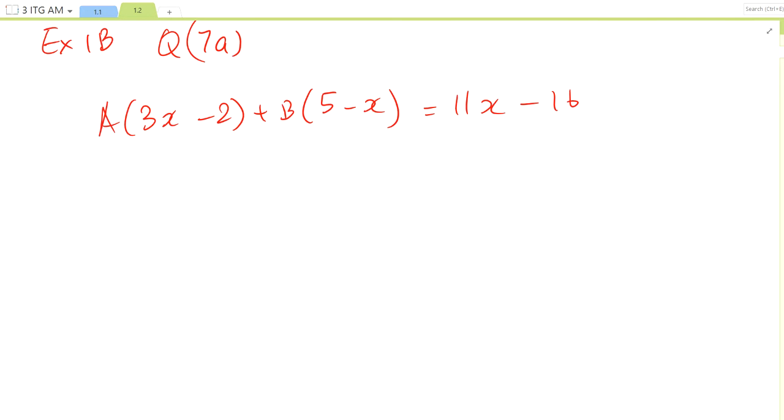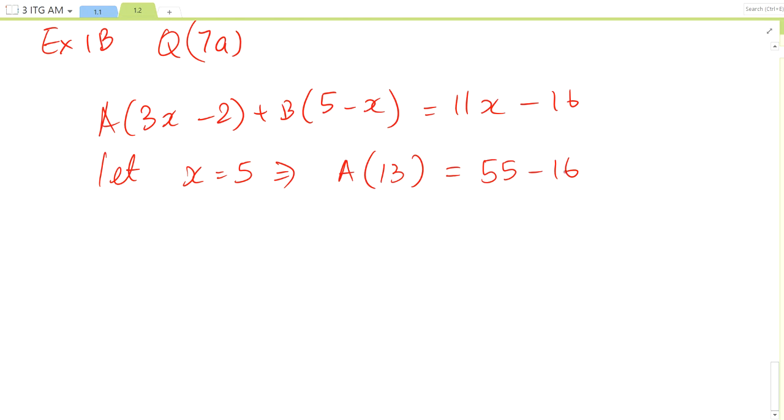Let x equal 5. Okay, let x equal 5. So we have a times 15 minus 2 is 13 equals 55 minus 16. So a equals 3. Then what do you do next? Sub x equals 0 in order to find b.